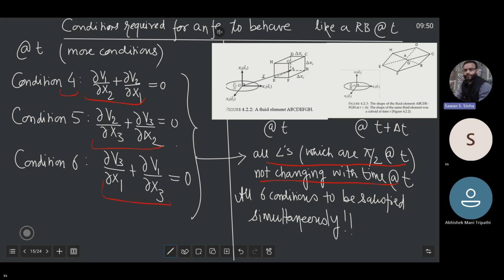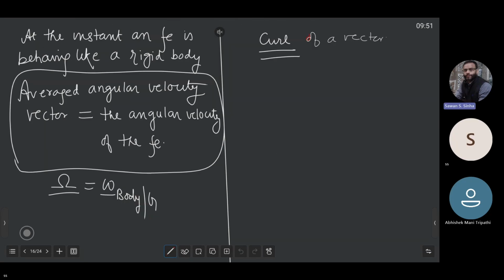But the reason I am highlighting this is because this gives us an idea of how, when a fluid element departs from its rigid behavior or behaves in a non-rigid manner, it is quantified or how it is different from its otherwise rigid behavior. The indicators are all here, the 6 conditions we derived. If any one of them is non-zero, the element is non-rigid.